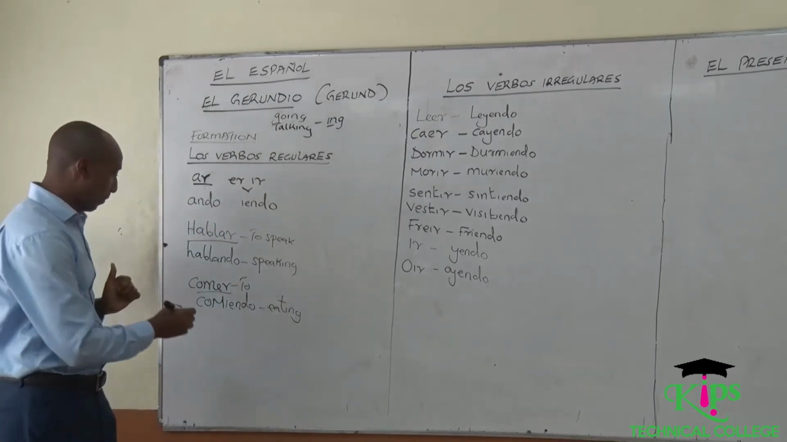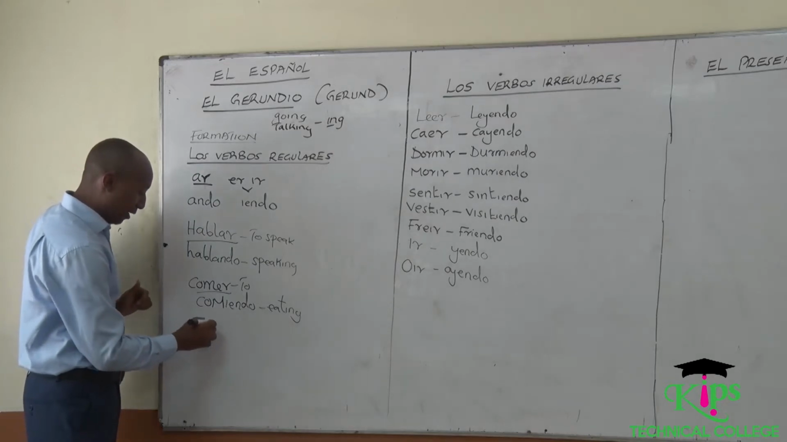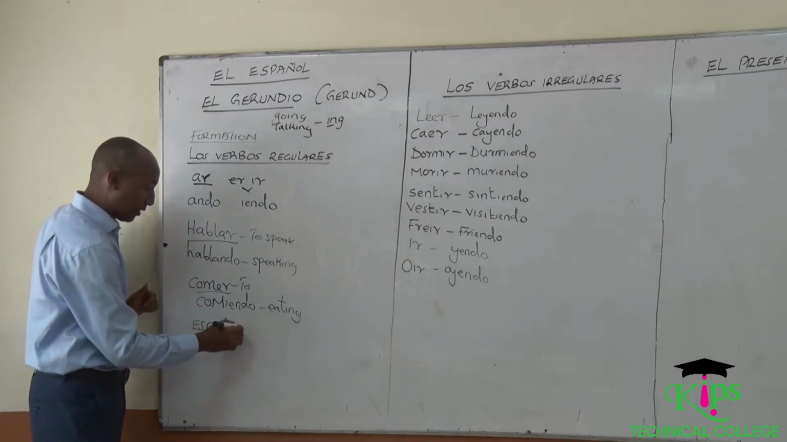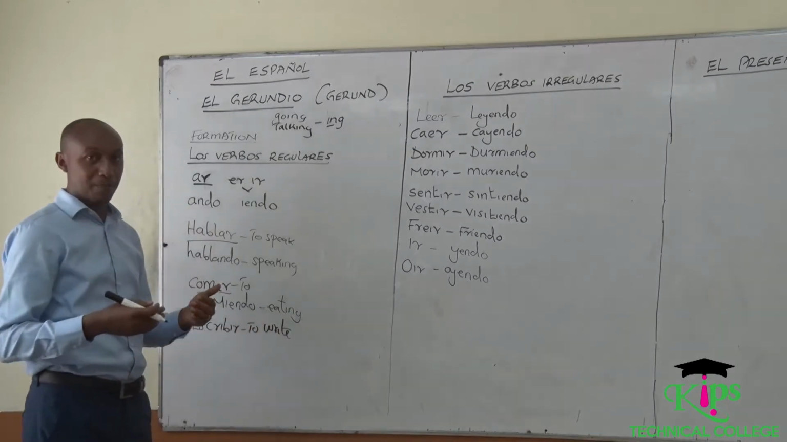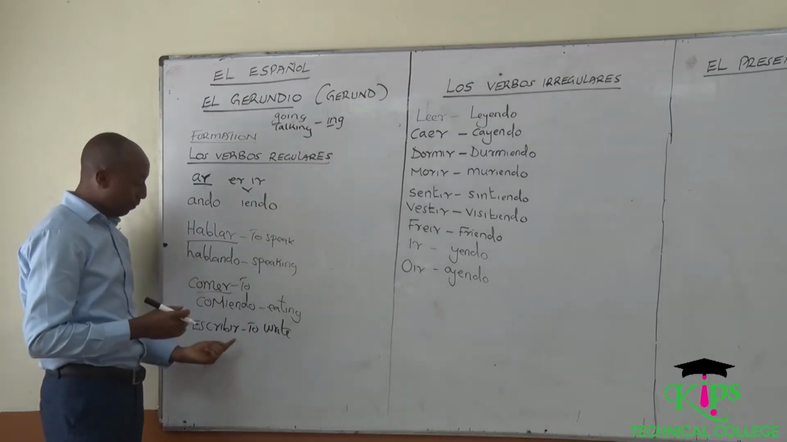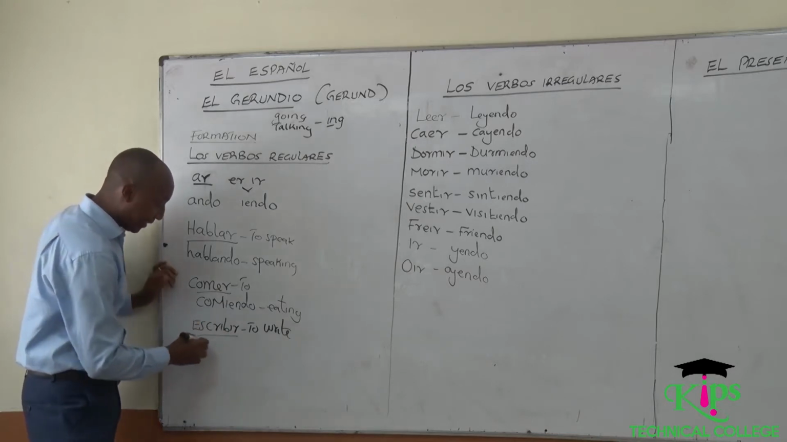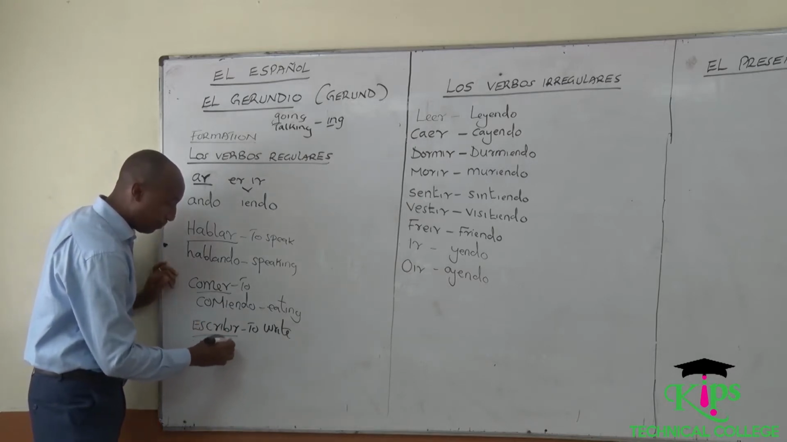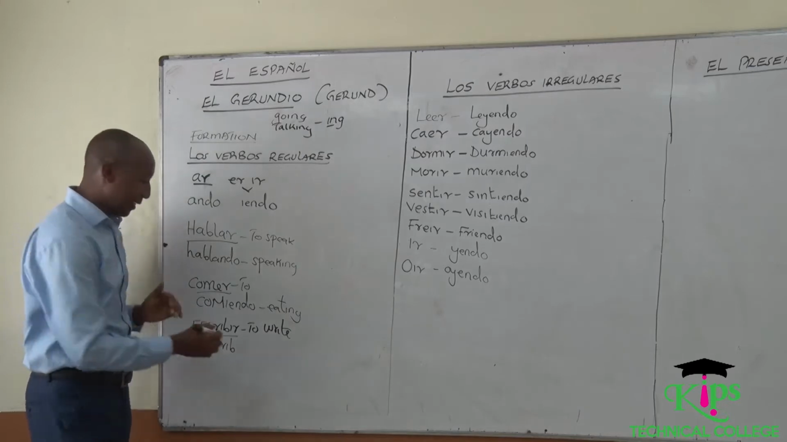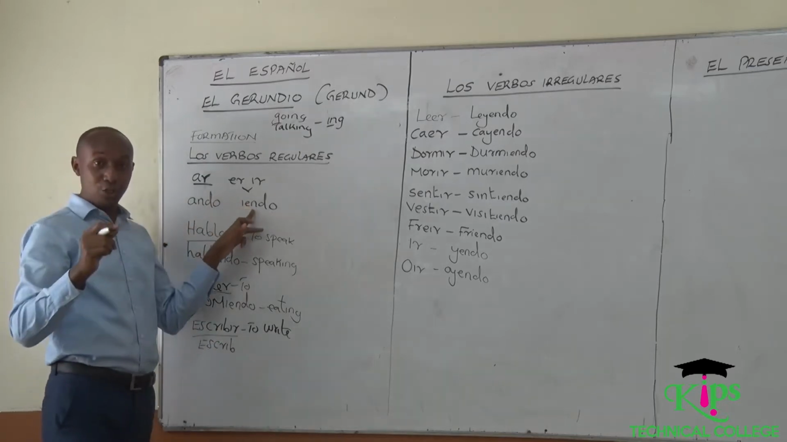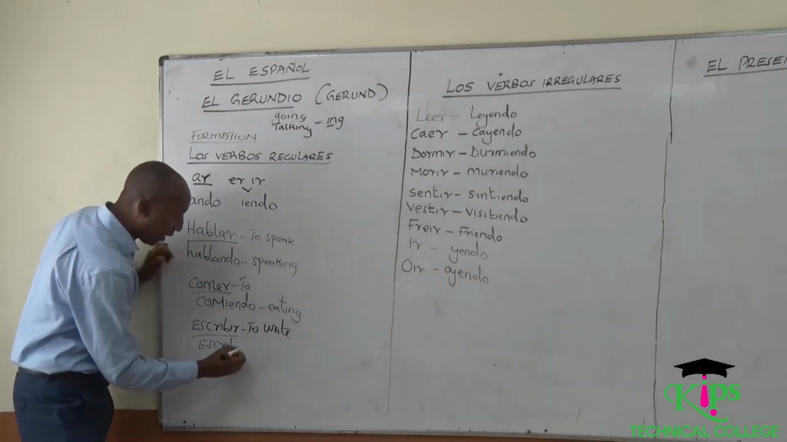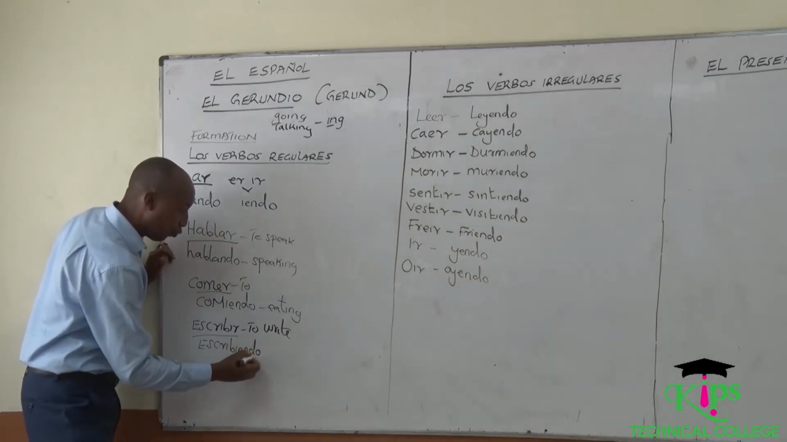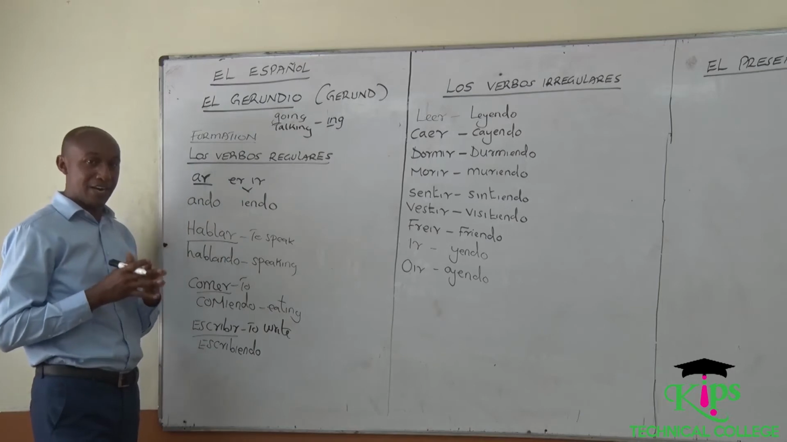Now look at this. If it's IR, let's say another verb which is easy, escribir. Escribir means to write. So how do I use this one? I'm going to do the same, drop the last two letters, remain with escrib as my stem. Then after that I'm going to add -iendo. Remember -iendo because my verb ends with IR. So what do I have? Escribiendo, which is writing.